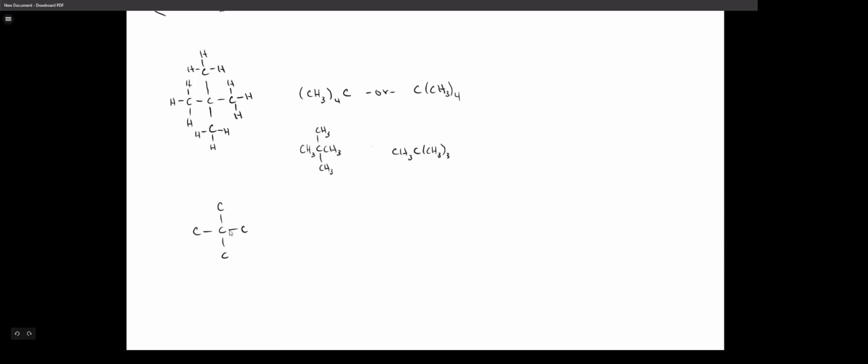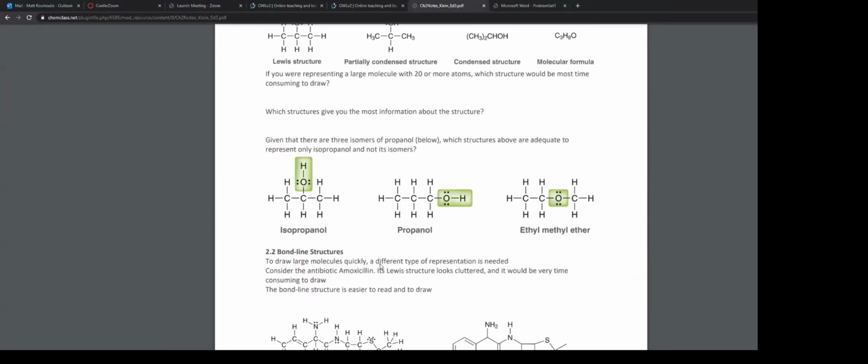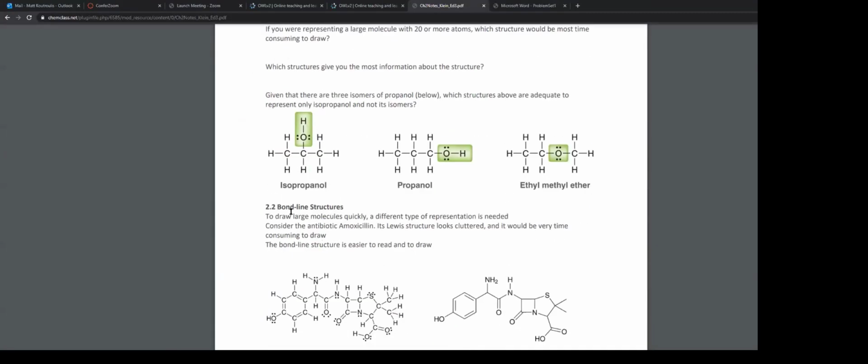Only 1. So that means there must be 3 more bonds that I'm not showing, which would be hydrogens. Okay. So we're going to come up with a shortcut notation that's even more of a shortcut than this. And that's how we're going to generally represent molecules. Okay. And that is what we call bond line structures.